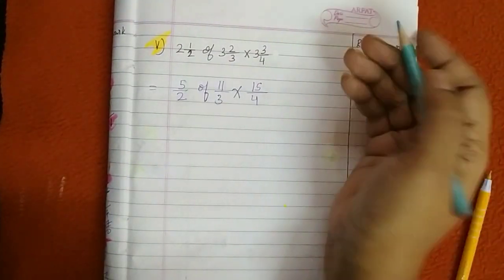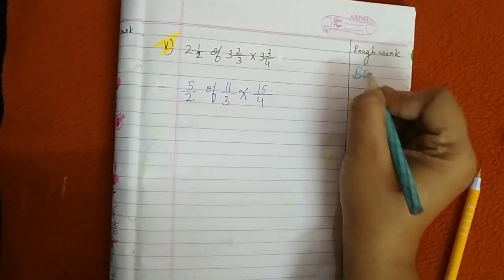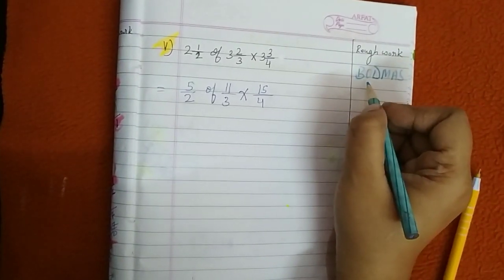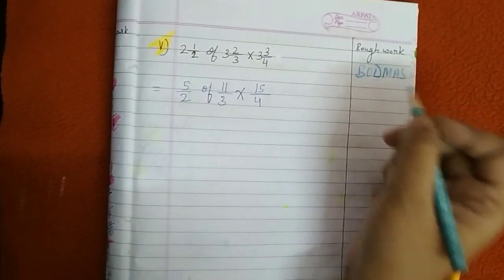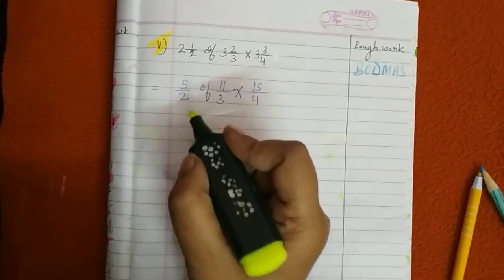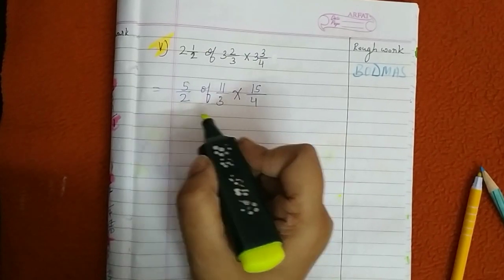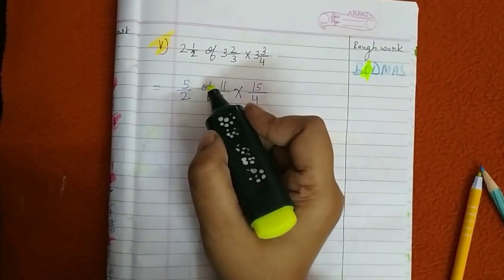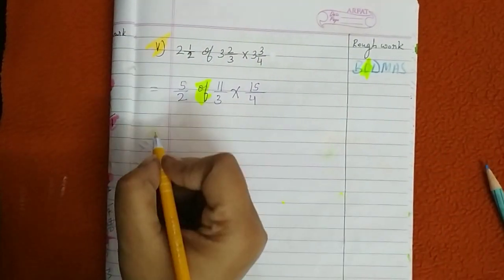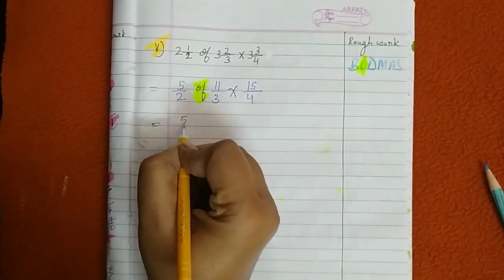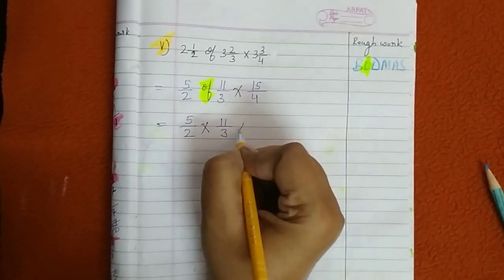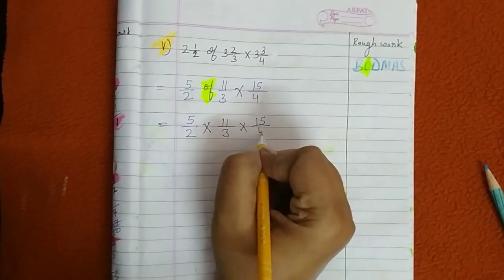Children, do you remember just now I have told you BODMAS. What is this? B for bracket, O for of, D for division, M for multiplication, A for addition, and S for subtraction. So what? Bracket is not there. Yes, what is there? Of is there. So we are going to change this of into multiplication sign. Yes. So 5 upon 2 into 11 upon 3 into 15 upon 4.